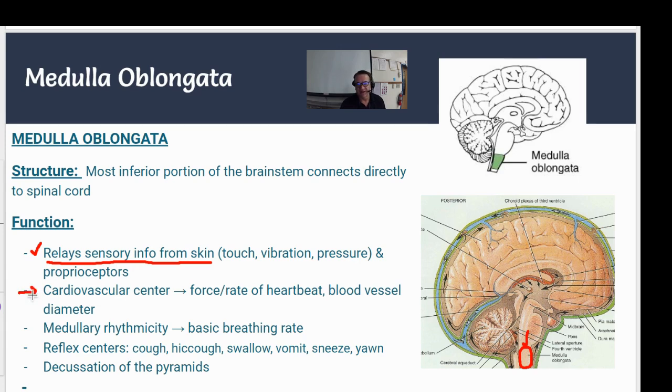Cardiovascular center. So it's the force and rate of the heartbeat. Basically, this is how you control your blood pressure and also blood vessel diameter. So the wider the vessels, the lower the blood pressure. If they constrict, that'll raise your blood pressure.